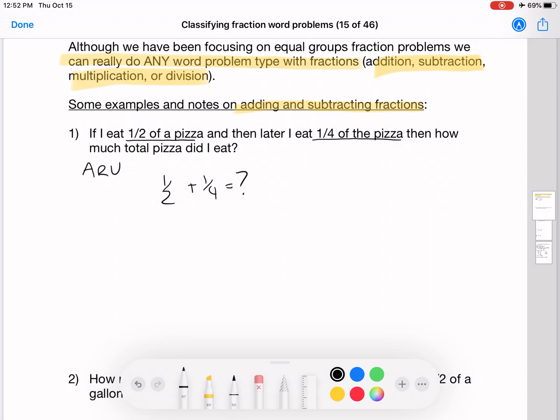Now, the common method is it's hard to add fractions when they are different sizes. So we commonly come up with common denominators. Right? 1/2 is equivalent to 2/4. So I ate 2/4, and then I ate 1 more fourth. So in total, I ate 3/4. Right? When you make a common denominator, all you do is add the numerators.